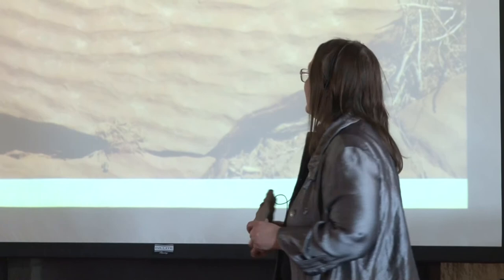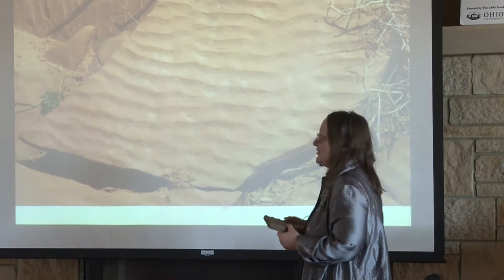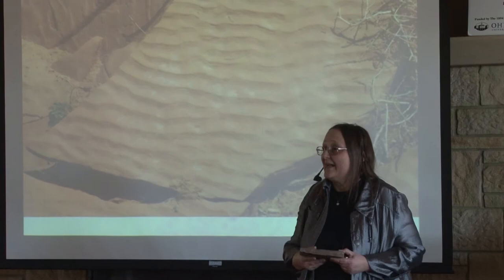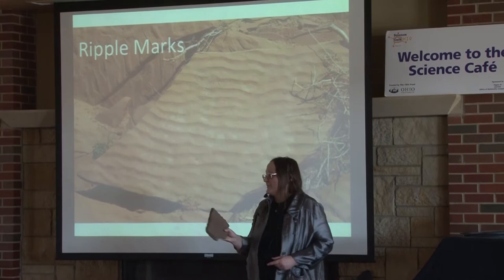Now the asymmetric ripple marks are telling us it's a unidirectional current. It's only one way. If it was symmetrical, then it has to be two ways. That could be related to tides. So I get a lot of information on the type of ripples I have. So that's pretty cool. Okay?